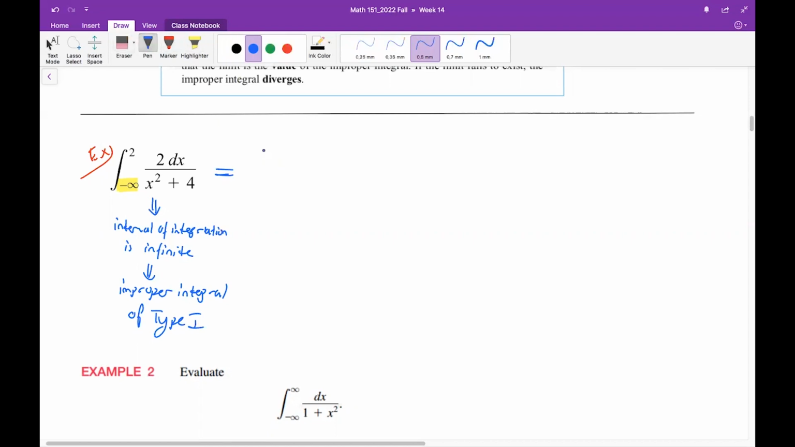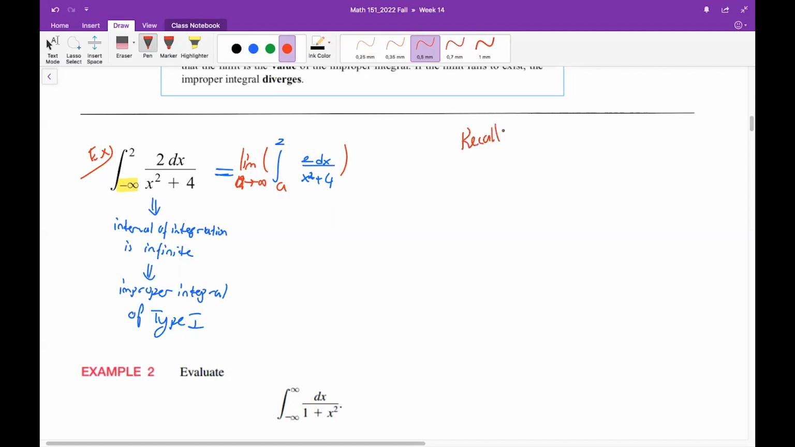That's why now I will write, okay, for the minus infinity part, I will put a variable, then the rest is as it is, to the x squared plus 4, and then I need to put this limit as a goes to minus infinity, because here we have minus infinity. Okay, after handling the integral, I will compute an extra limit to find the result of the improper integral.